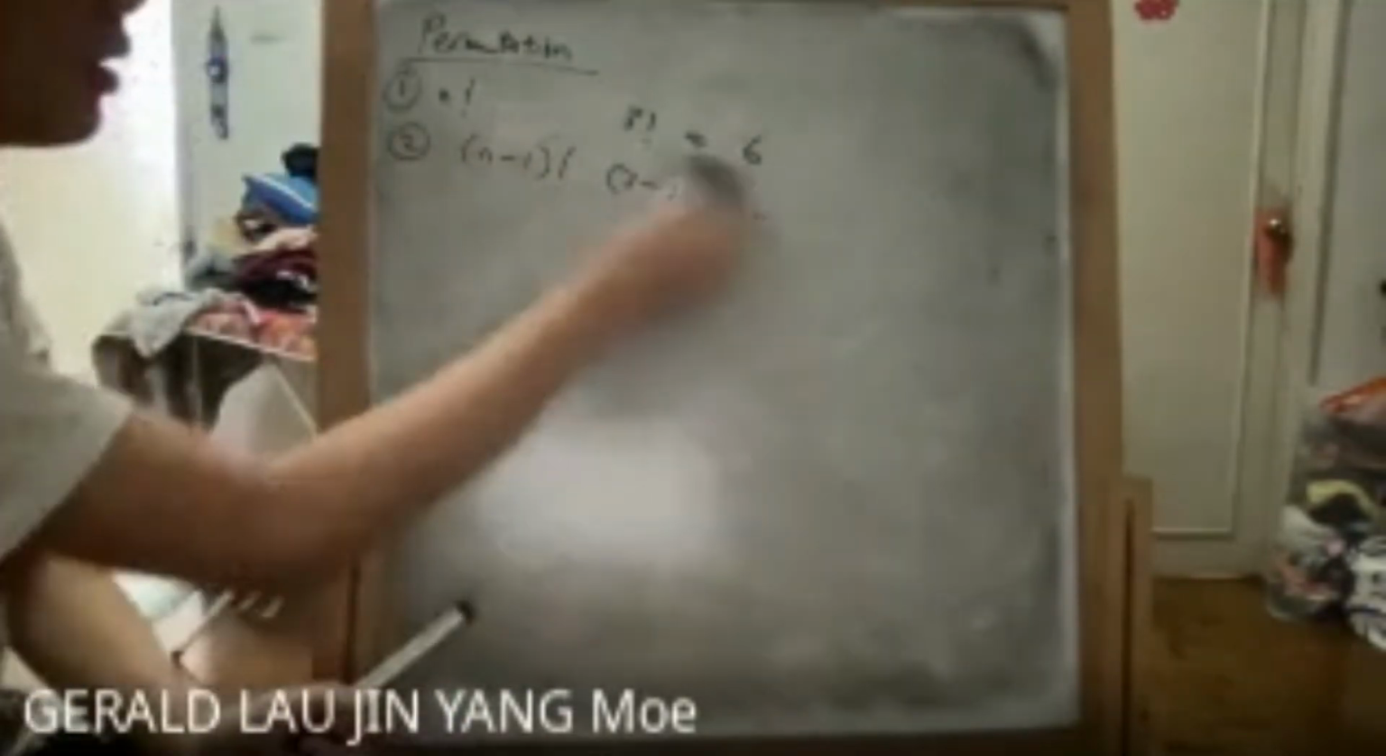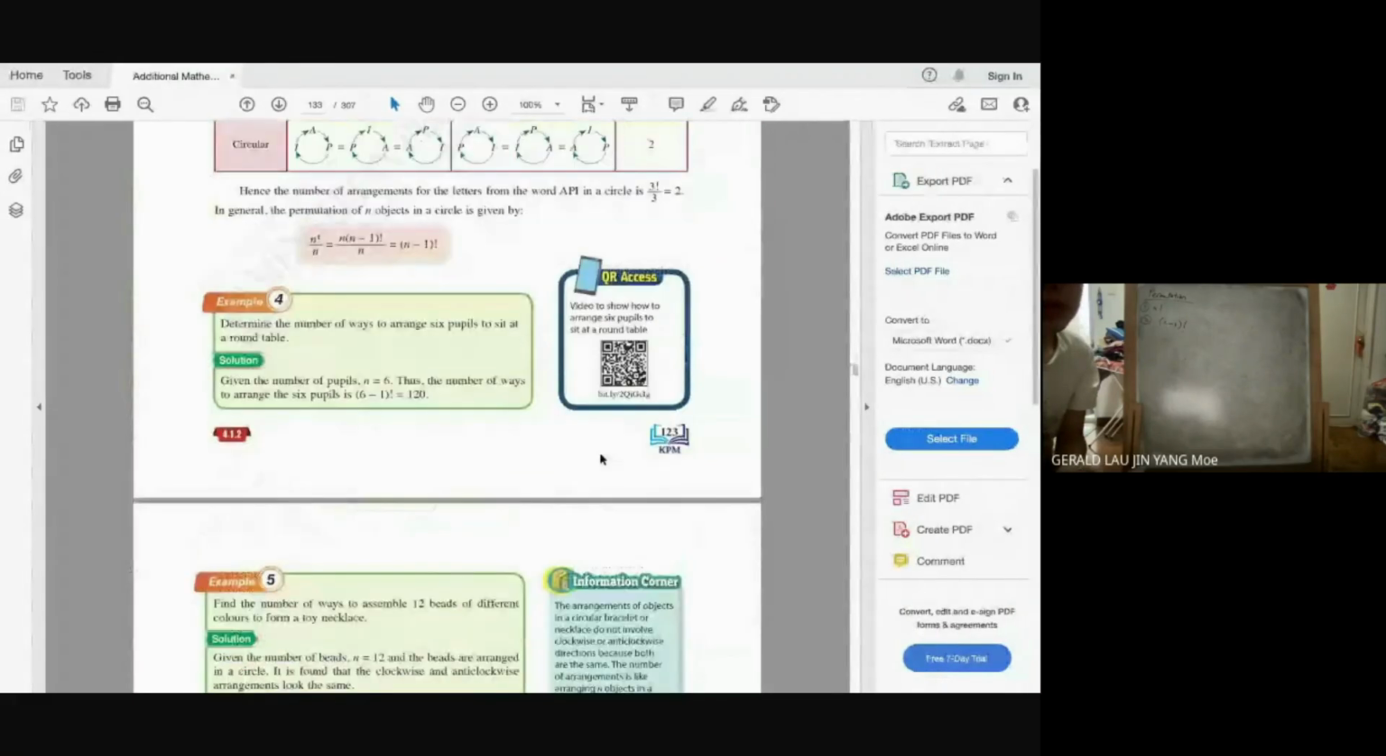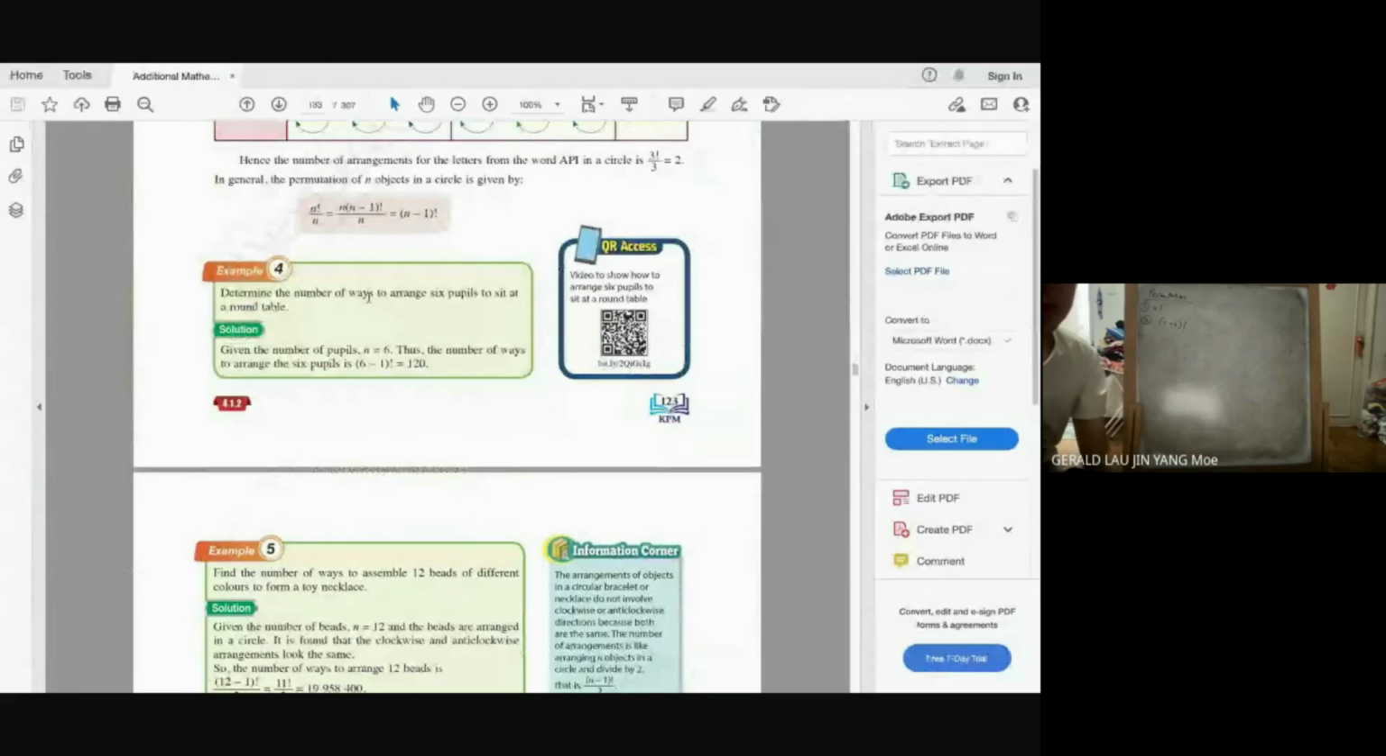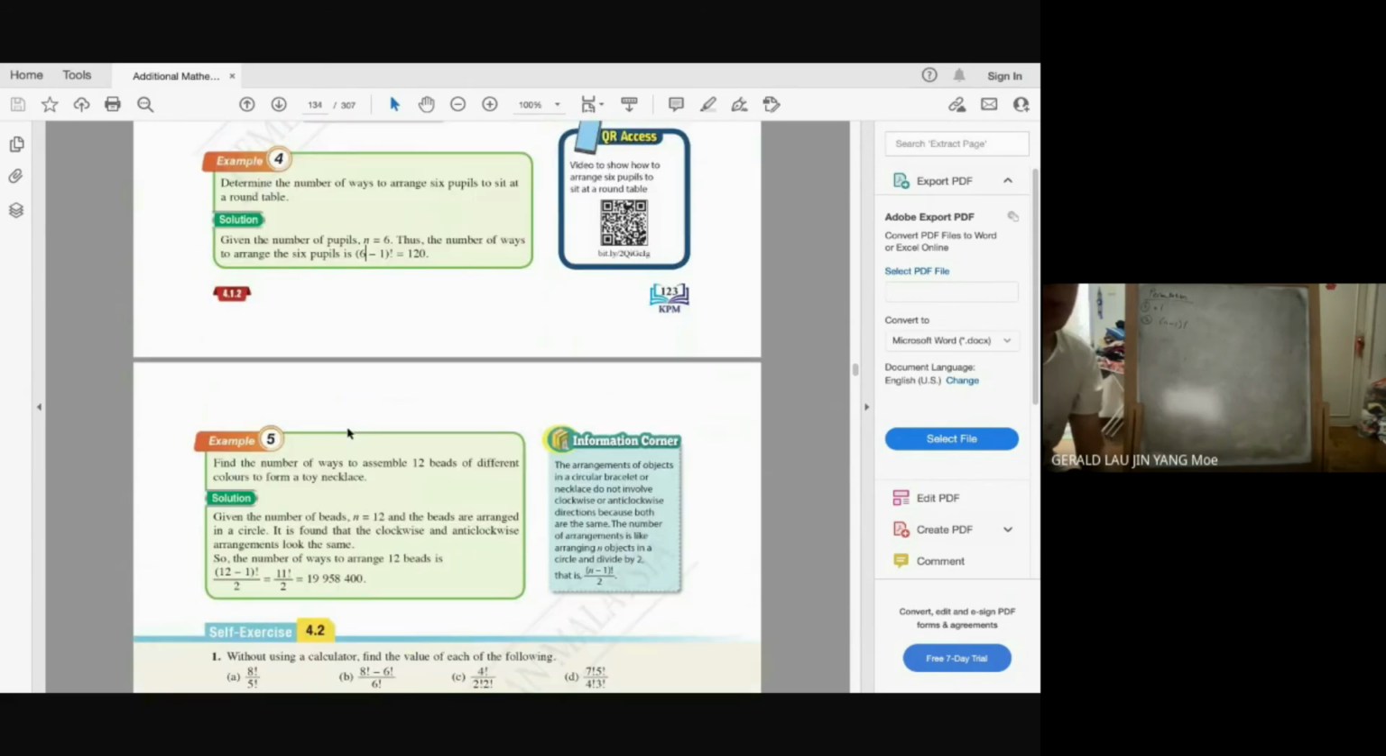Permutation circle. Example 4: determine the number of ways to arrange 6 pupils to sit at a round table. So you see round, which is circle. That means you're going to use this (n minus 1) factorial formula. So 6 minus 1 factorial, 5 factorial is 120.